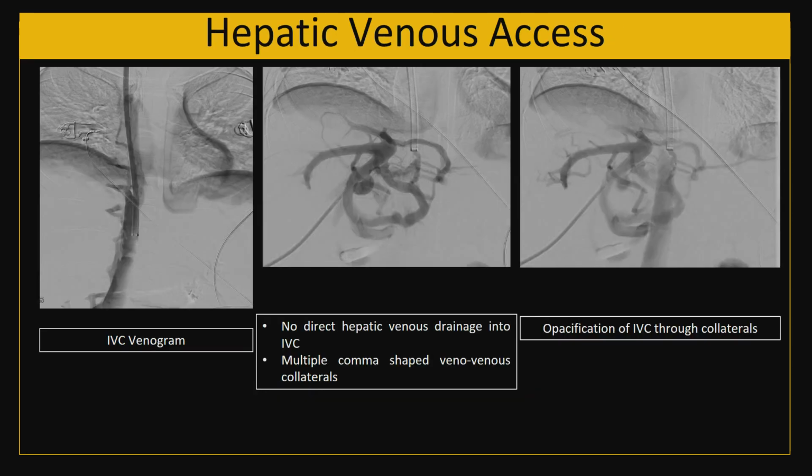So we went ahead and first tried hepatic vein access because that is more physiological. We have tried both the transjugular approach as well as the percutaneous direct hepatic vein approach, but we could not succeed to recanalize the hepatic vein.